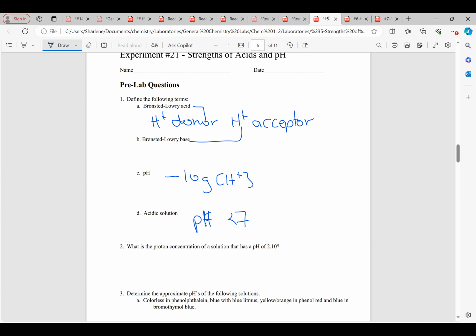All right, this is the one that I wanted to practice on though. What is the proton concentration of a solution that has a pH of 2.1? So 2.10 is equal to the negative log of the proton concentration. And so multiply both sides by negative. All right. And so 10 to the negative 2.1. Sig figs, 7.9 times 10 to the minus third.